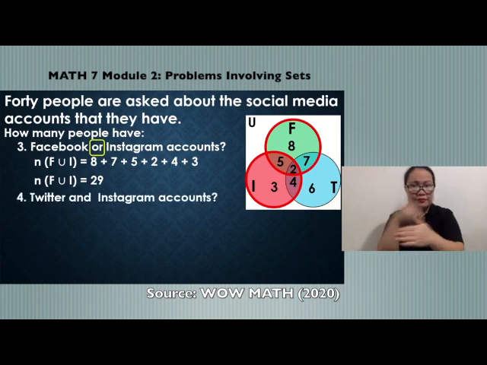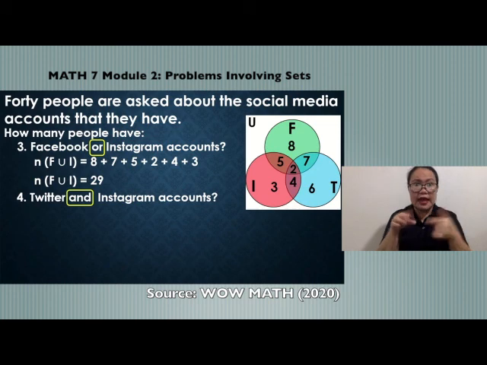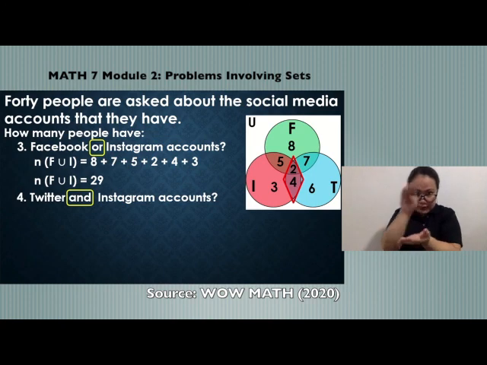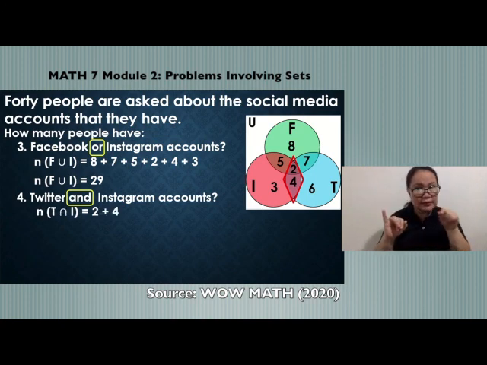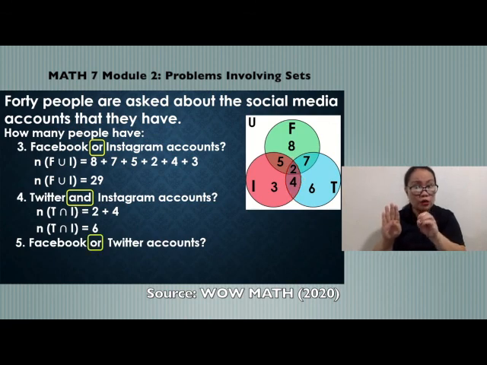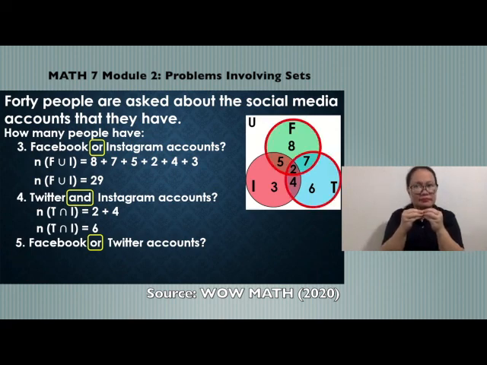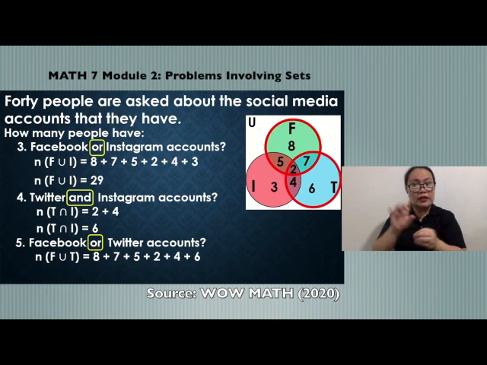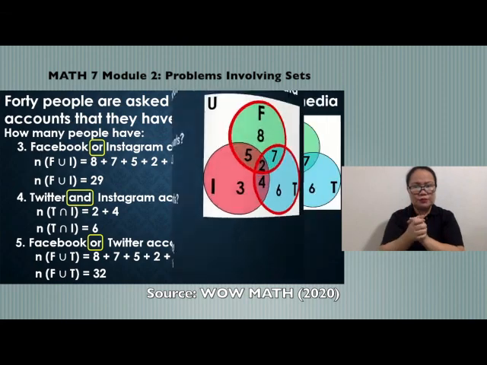Next, Twitter and Instagram accounts. So we have the word and. And means intersection. So nasa gitna, pagitan ni Twitter and Instagram. So, ibig sabihin, we will have the intersection of Twitter and Instagram. 2 plus 4, that is 6. And then, Facebook or Twitter account. So, we have the word or. So, pagsasamahin natin lahat ng elements, or we will add all the elements in Facebook and on Twitter. So, ayan. So, we will have 8 plus 7 plus 5 plus 2 plus 4 plus 6. And that is 32. Okay.